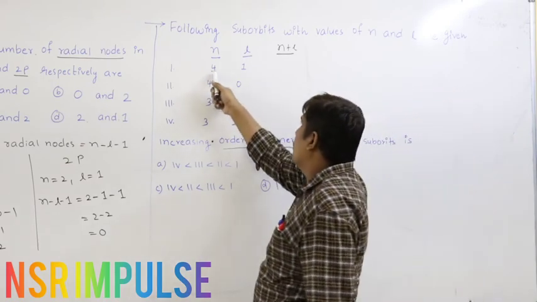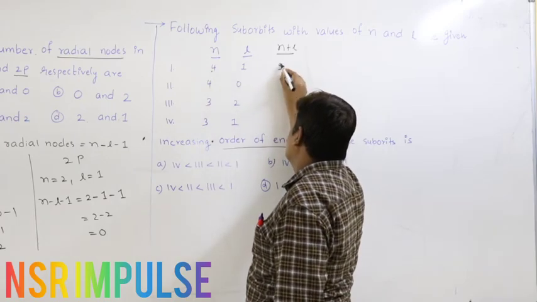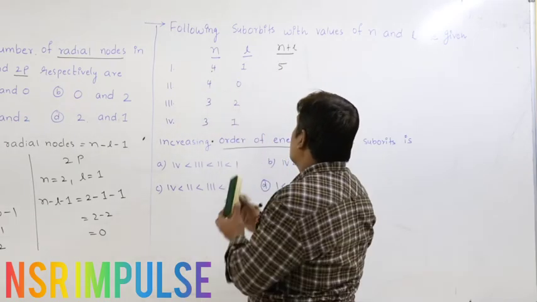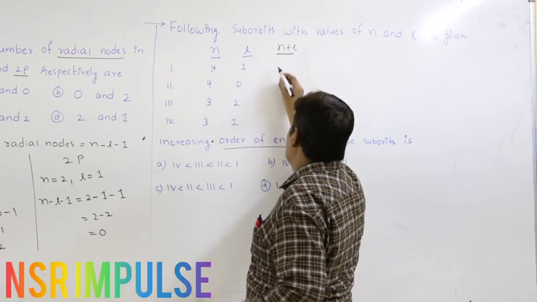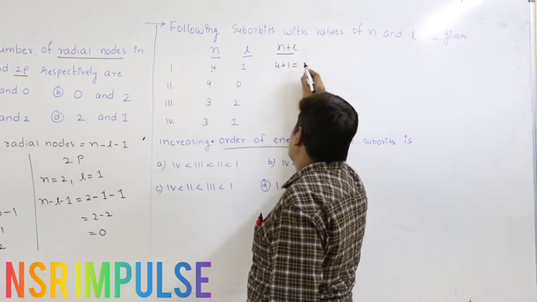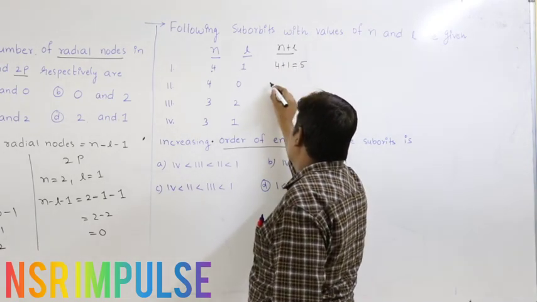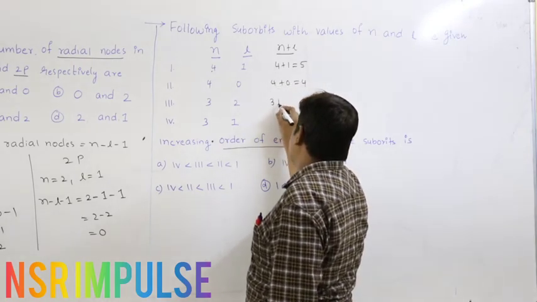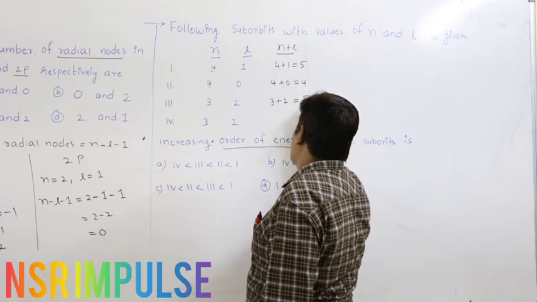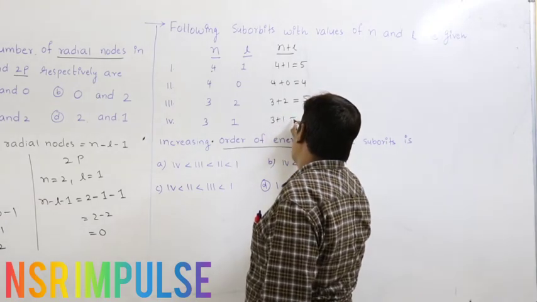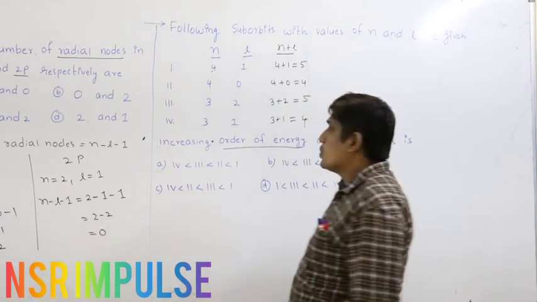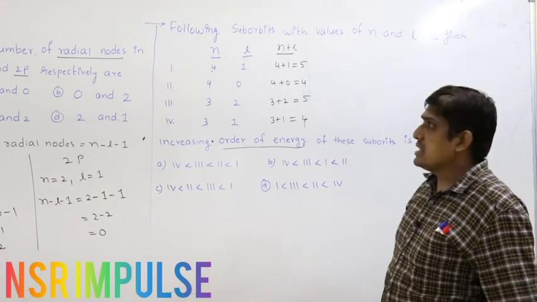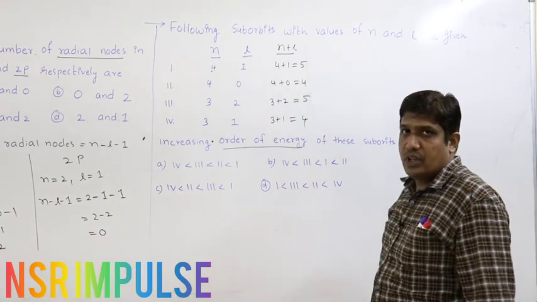So for the first orbital, 4 plus 1 is equal to 5. 4 plus 0 equal to 4, 3 plus 2 equal to 5, 3 plus 1 equal to 4. Two orbitals have the same n plus L value, these two and these two, right.